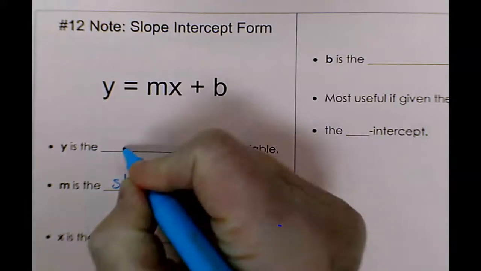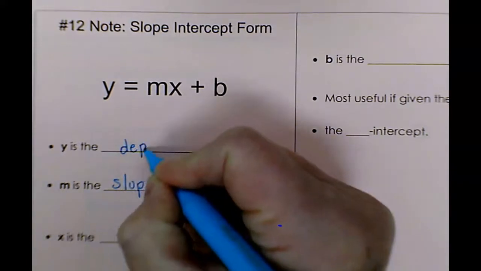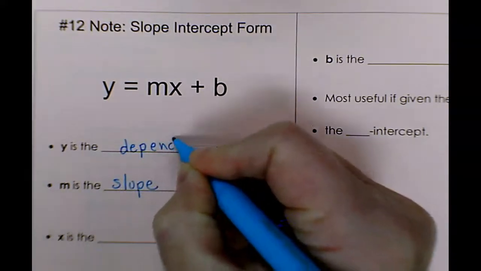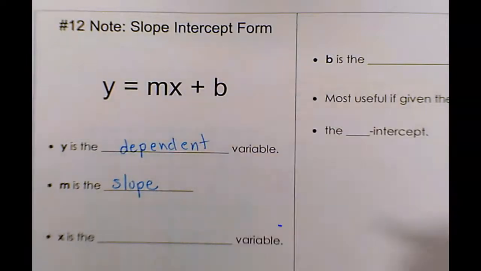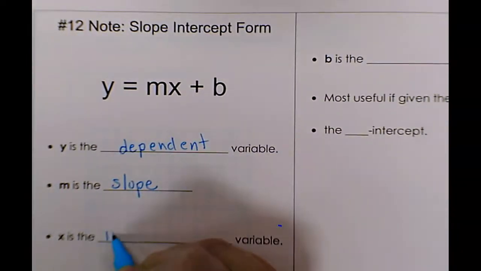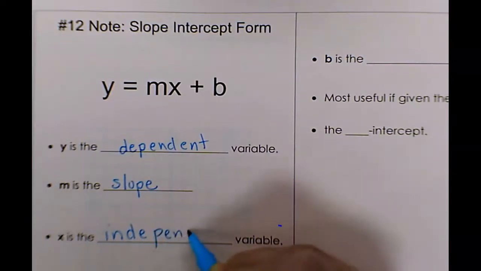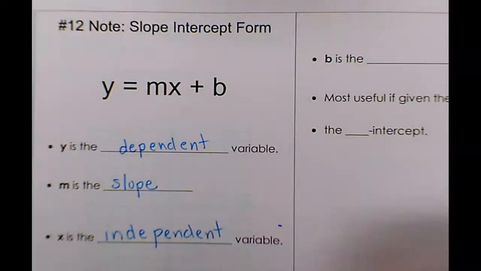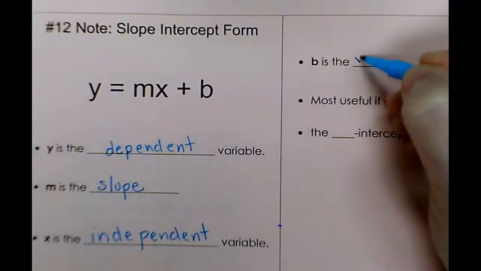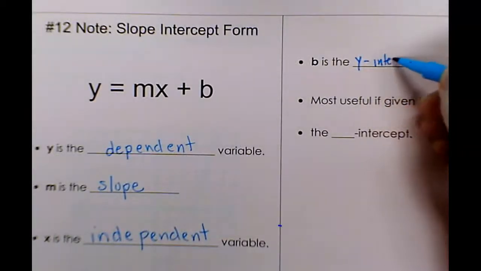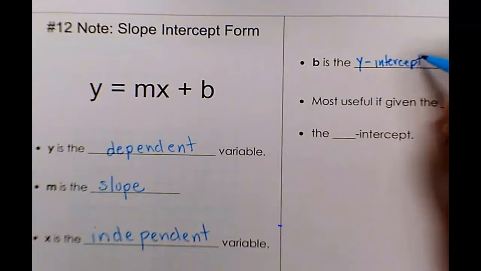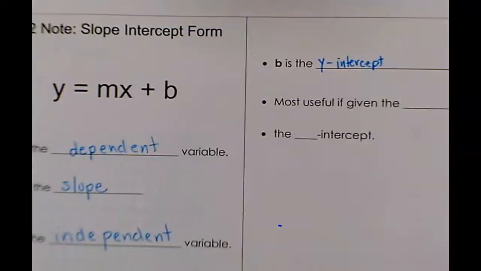The y-intercept is the dependent variable. The x-intercept is the independent variable. And B is the y-intercept. That's where the line will cross the y-axis.